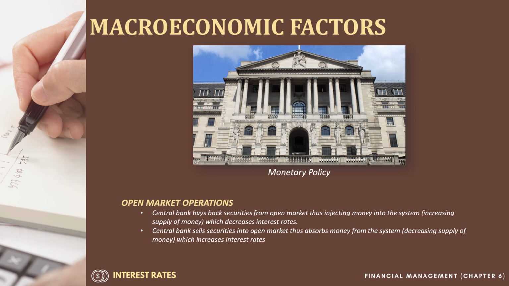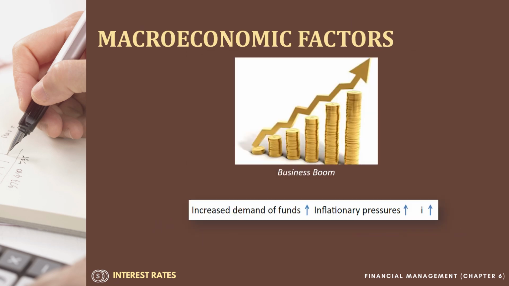In the opposite, when the central bank sells securities into the open market, the central bank absorbs money from the system. So basically, there will be a decrease in the supply of money, and thus there is an increase in the interest rates.